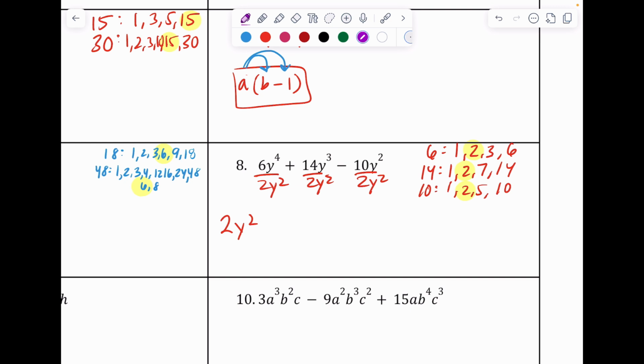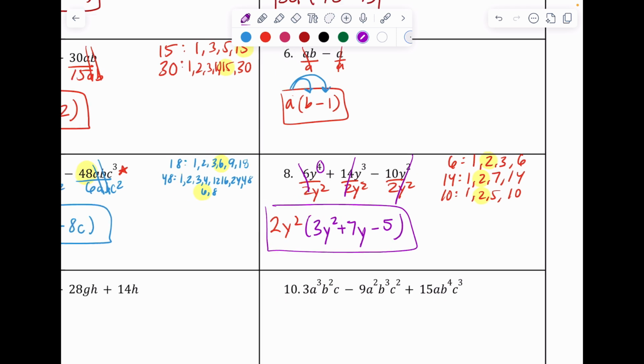When I do that, 6 divided by 2 leaves me with 3. 4 divided by 2, or y to the 4th power divided by y squared, leaves me with y to the 2nd power. And then 14 divided by 2 cancels out to give me 7. Y to the 3rd power divided by y squared gives me y. And then minus 5, and then y squared cancels out. This is my answer. And again, I could distribute and check my answers.